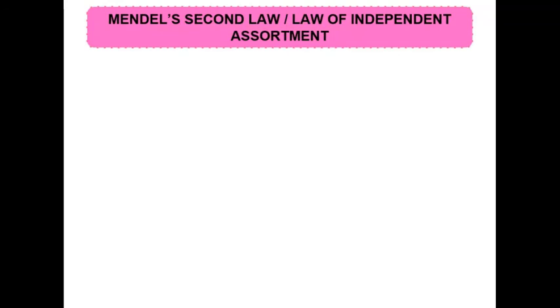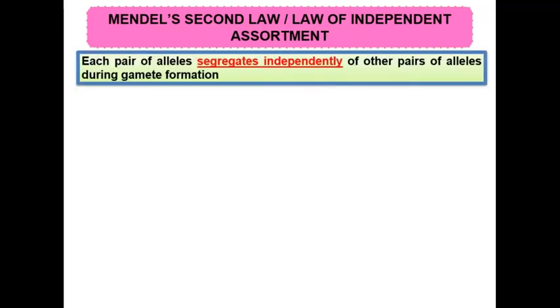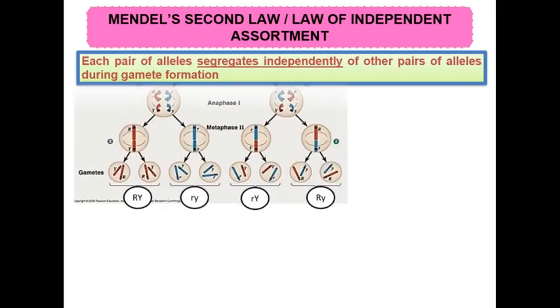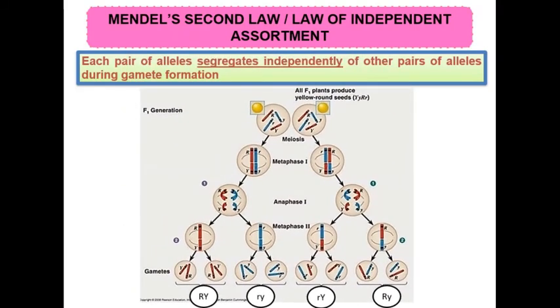Mendel's Second Law, or also known as Law of Independent Assortment. The definition of Mendel's Second Law is each pair of alleles segregates independently of the other pairs of alleles during gamete formation. If independent assortment occurs, the F1 generation will produce only 4 kinds of gametes as shown in the diagram.